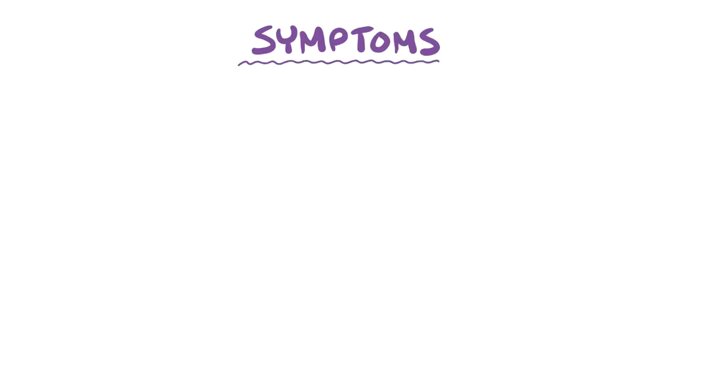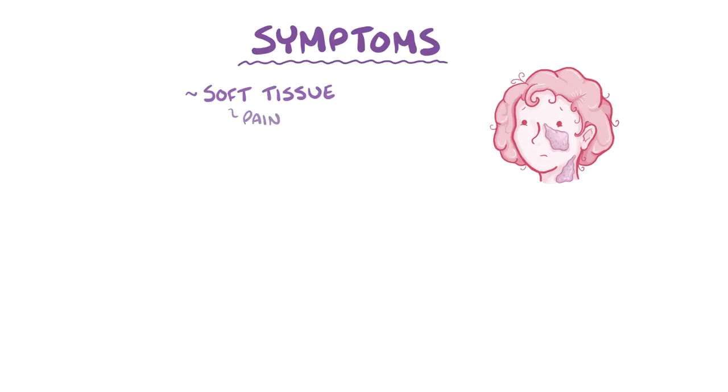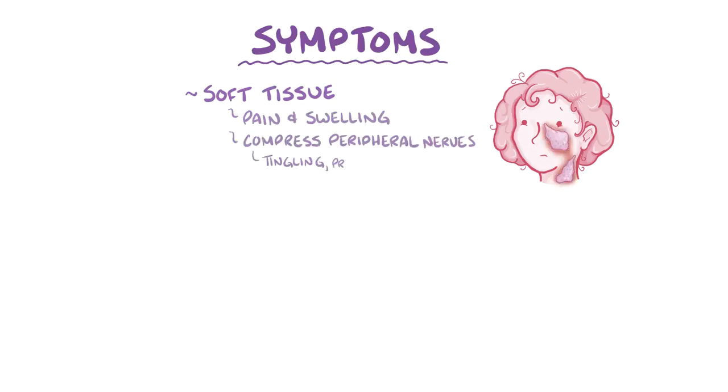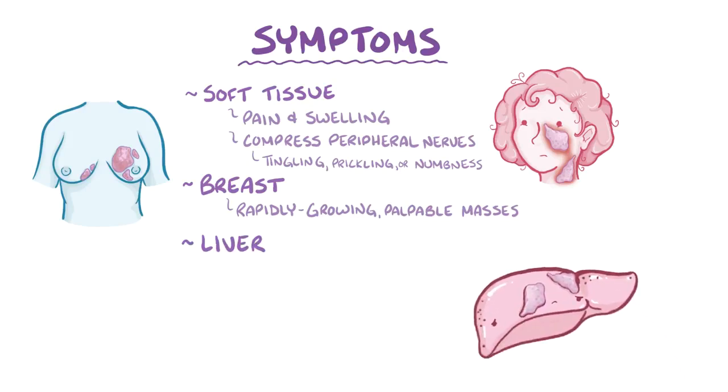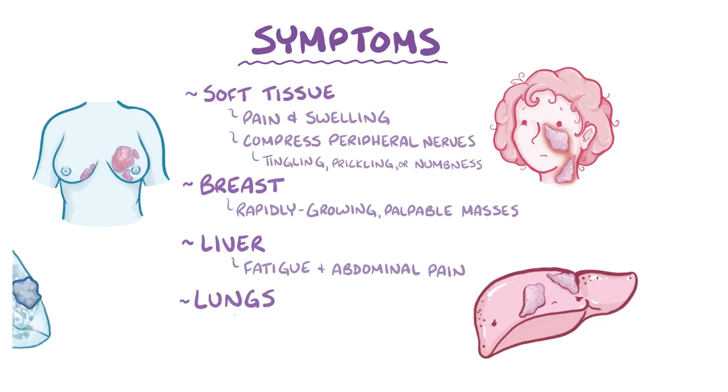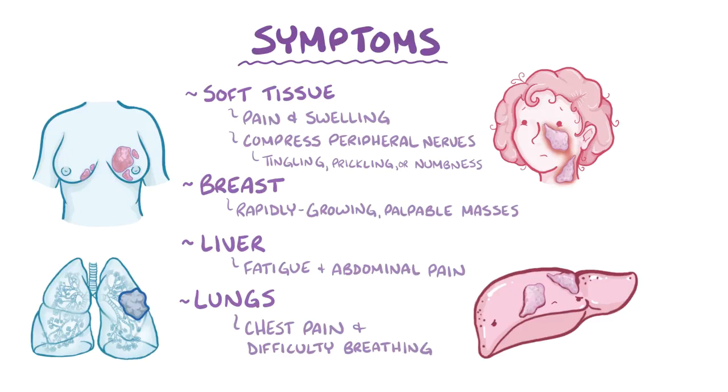Symptoms of angiosarcoma depend on the affected organ. Soft tissue angiosarcomas can cause pain and swelling, and can compress the peripheral nerves, causing tingling, prickling, or numbness. In the breast, angiosarcomas form rapid-growing, palpable masses, while in the liver, hepatic angiosarcomas can cause vague symptoms like fatigue and abdominal pain. Metastasis of angiosarcoma to the lungs can cause chest pain and difficulty breathing.